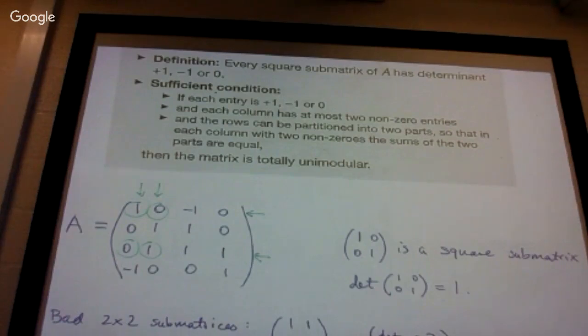So the first condition is clear. We've talked about this. You can only have zeros, ones, and minus ones. The second condition is that you can't have more than 2 non-zeros in any column. And the third condition is that you can split the rows into 2 different parts, such that when you look at any column and you add everything in one part and everything in the other part, you get the same number.